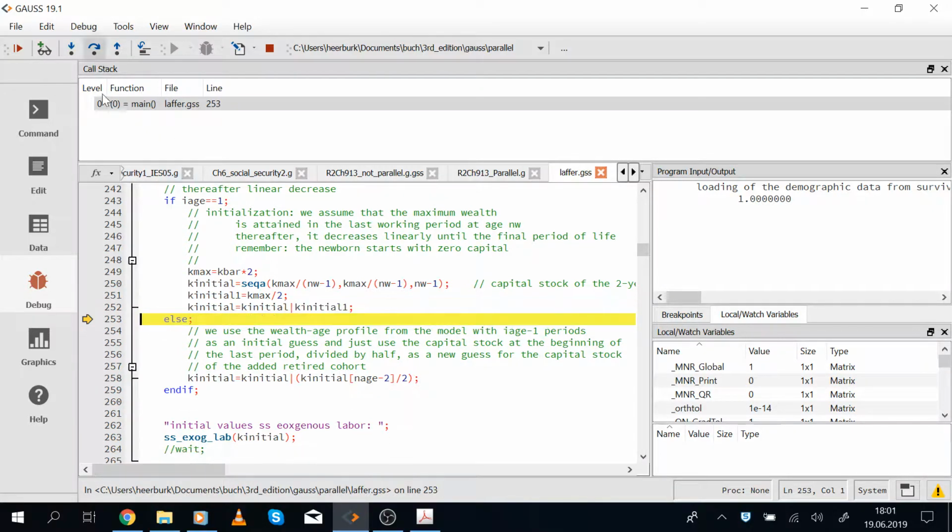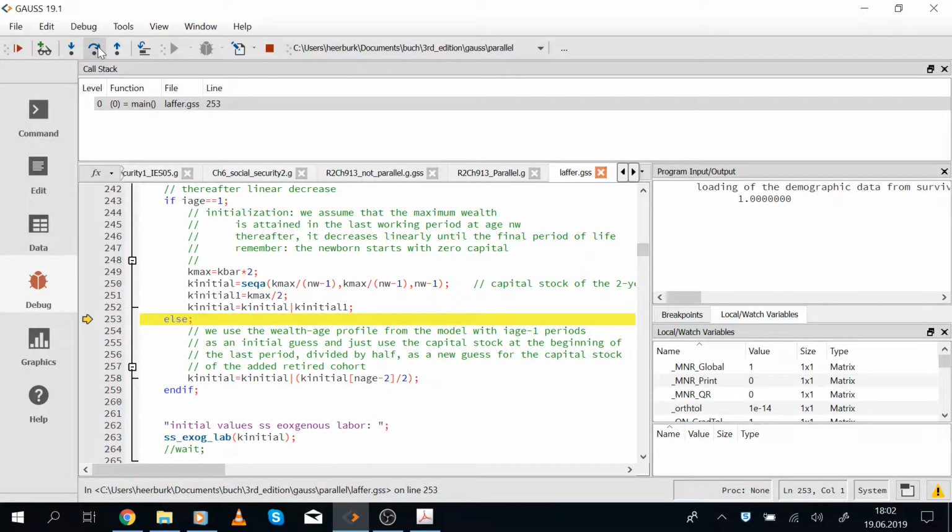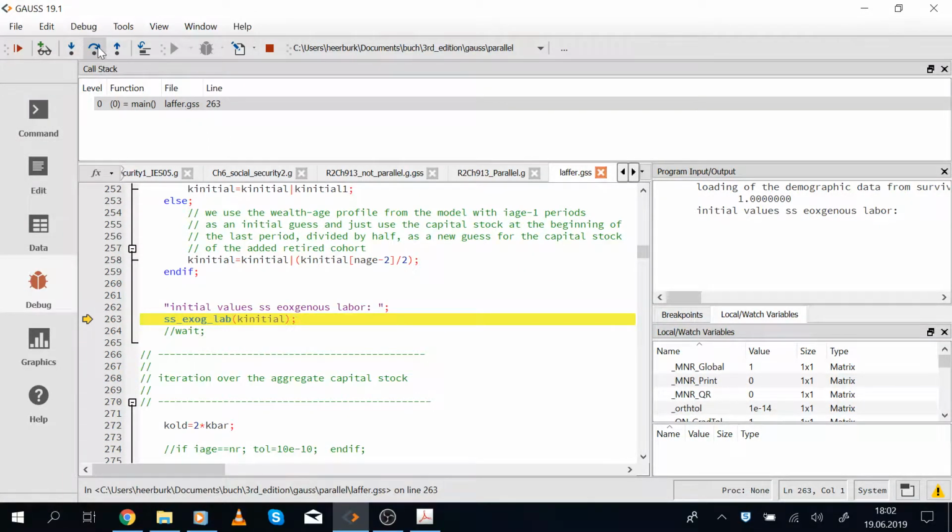So we will provide this value K initial as our starting value to the solution of the procedure SS exogenous labor below, which is our nonlinear equation for the overlapping generations model with exogenous labor supply and NH periods. So let's step into this procedure here.